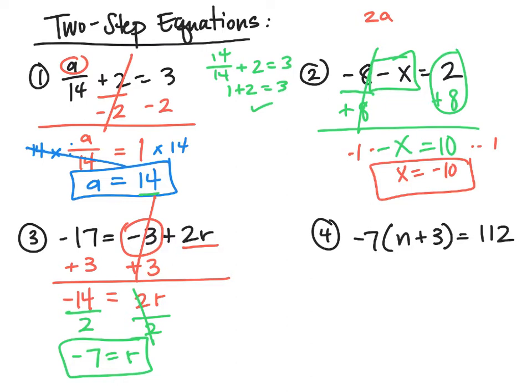All right, the last one here on the two-step equations has parentheses. When you say parentheses, you should know that that means to distribute. When you distribute, you multiply the number on the outside of the parentheses times everything on the inside of the parentheses. So negative 7 times n is negative 7n. Negative 7 times 3 is negative 21.